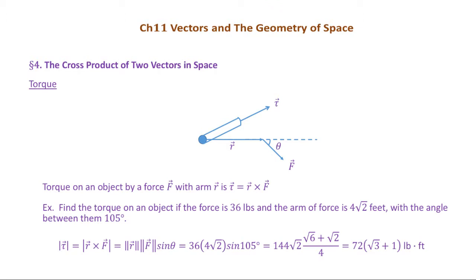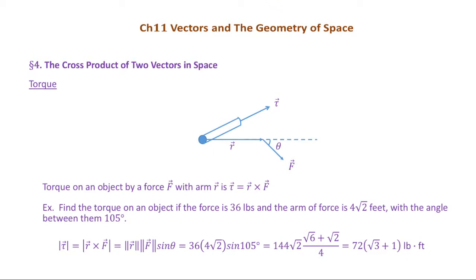Okay, so let's do one example. Find the torque on the object if the force is 36 pounds and the arm of force, which is R, is 4 square root 2 feet. And the angle between the arm of force and the force is 105 degrees. Okay. So we need to find the torque. That means we are talking about the magnitude. We're not talking about the direction here.